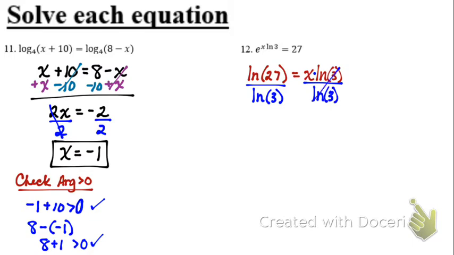Grab my handy-dandy calculator. Three. Do I need to check this one? Why not? X is positive, but even more so, why not? It's not an argument. It's not a base. It would not matter whether x is positive or negative here because it's not an argument. It's not a base.